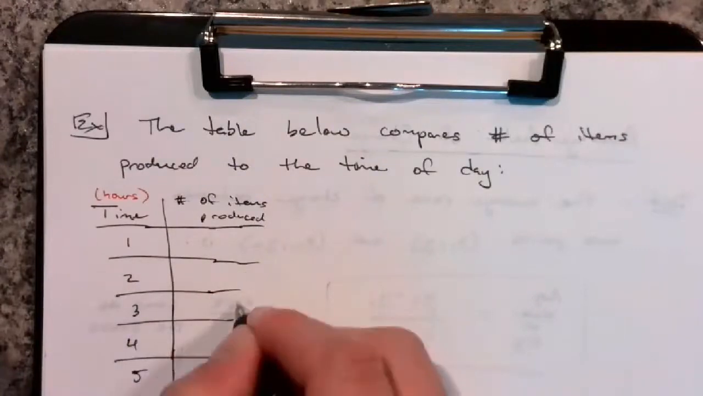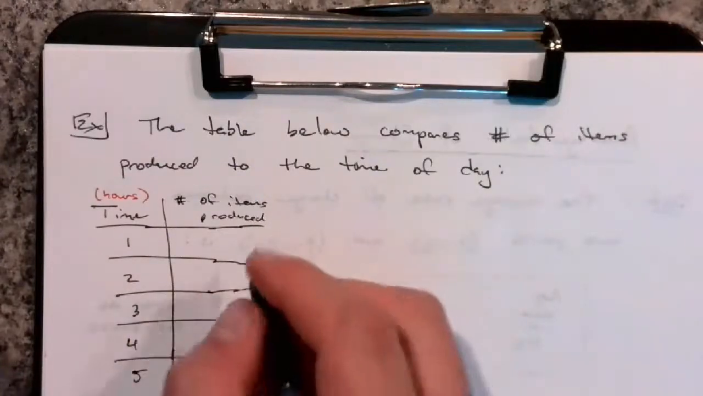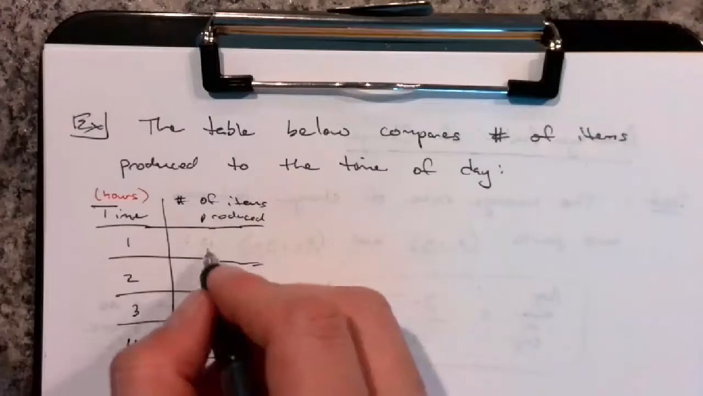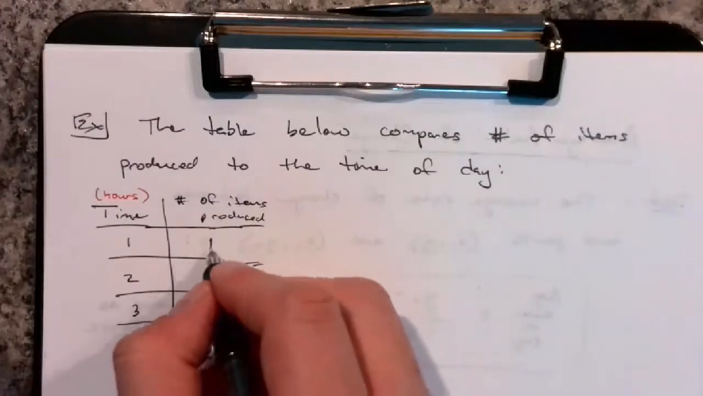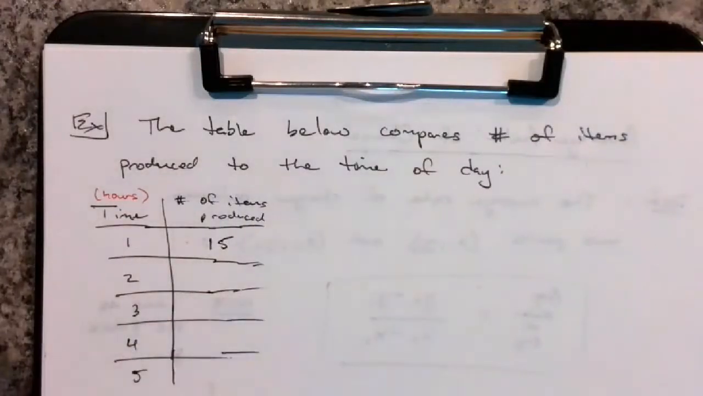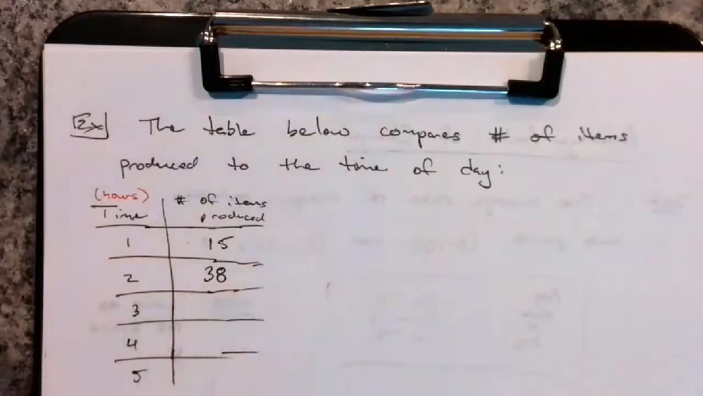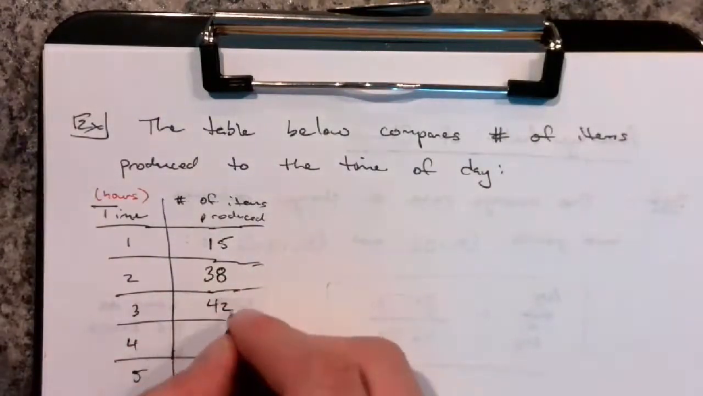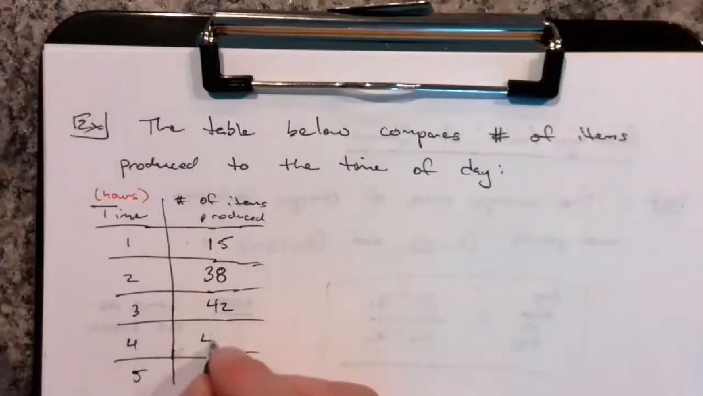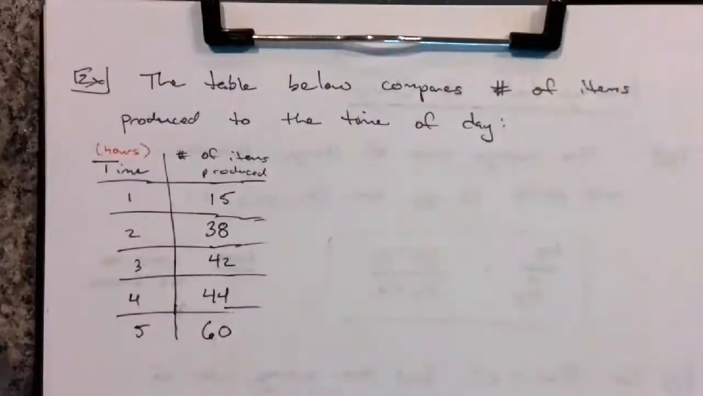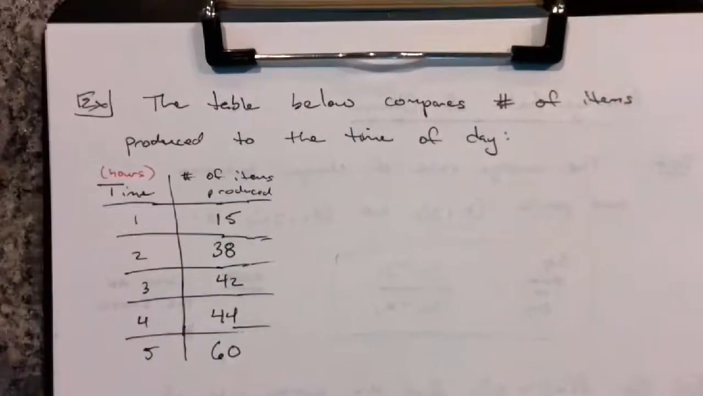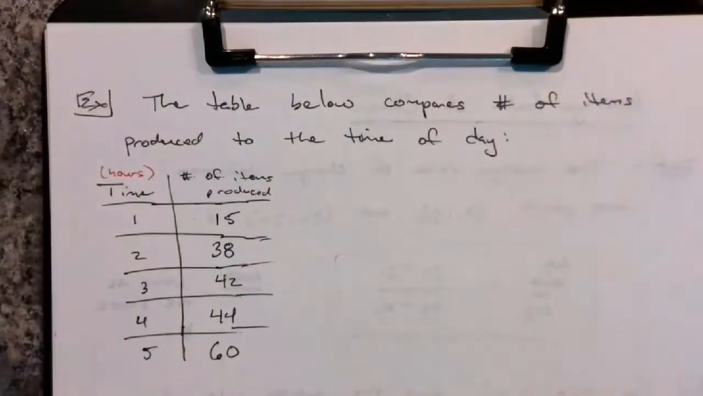I'm giving you this information. You wouldn't come up with this on your own. I'm telling you at 1, there were 15 items produced. At 2, 38. At 3, 42. At 4, 44. And at 5, 60. Right, so that's a table giving you some information. Let's use it to answer some questions that go along with it.